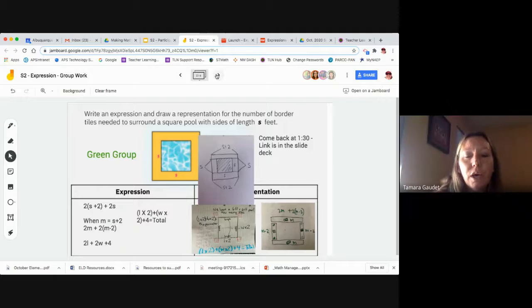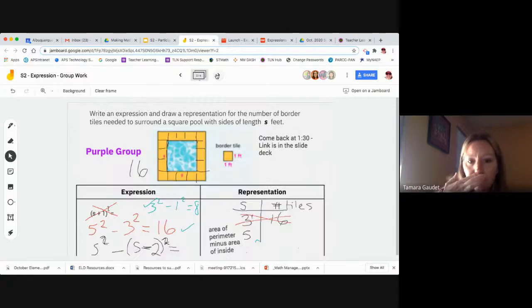Okay, thank you. And I want you all to be thinking, because my question is going to be, how are all of these different expressions, the parts, related back to the problem? So be thinking about that, because this one has a subtraction in it. The first one had addition in it. But our last group, the purple group, did it differently. So purple group, can you walk us through how you thought of this?